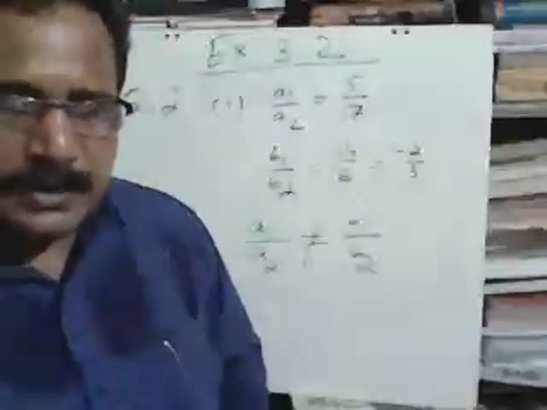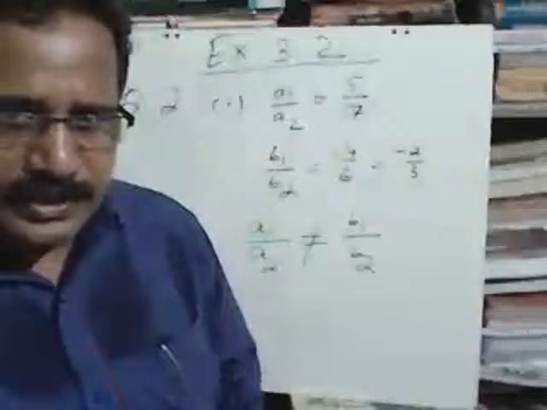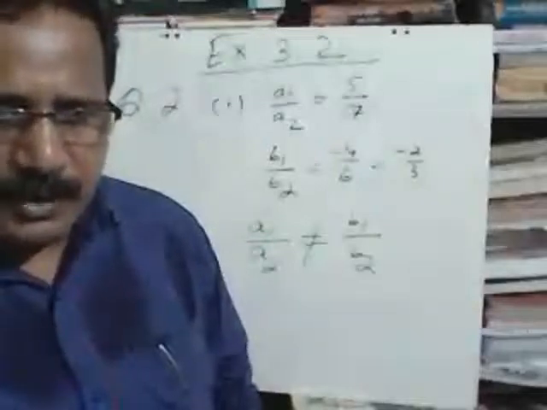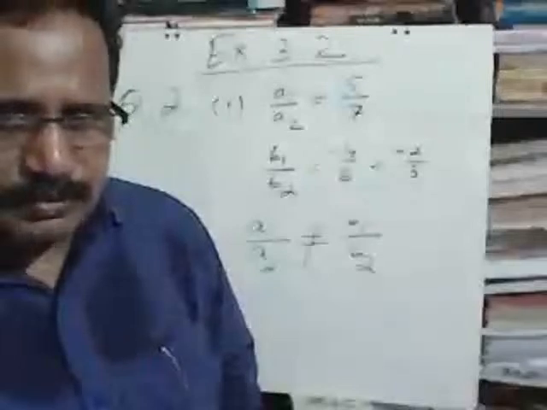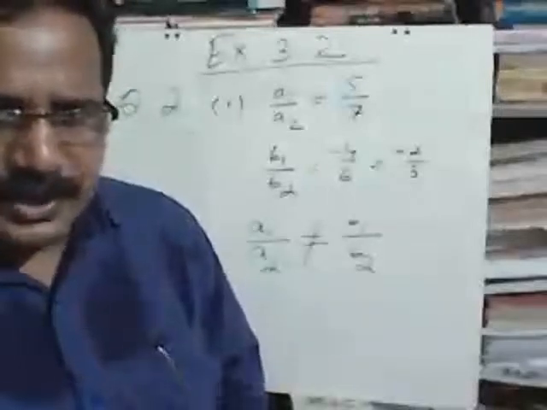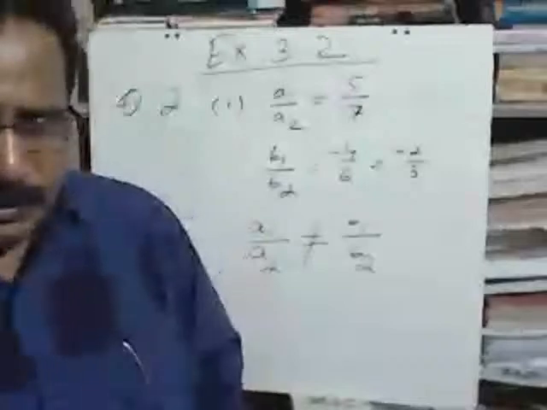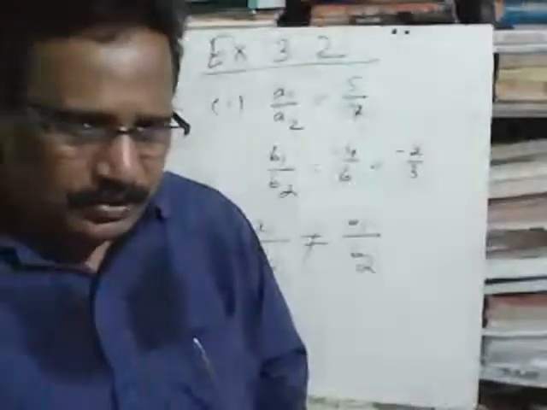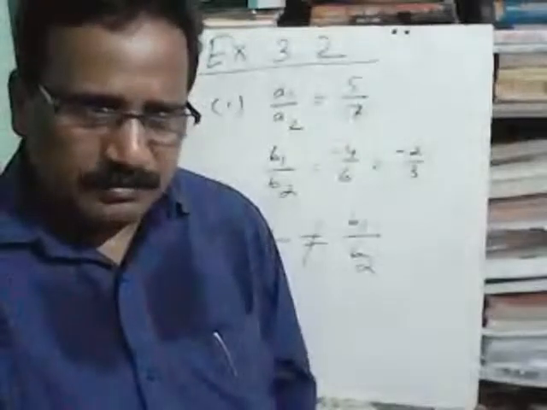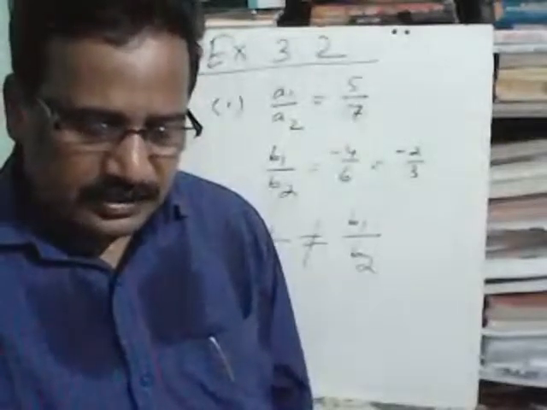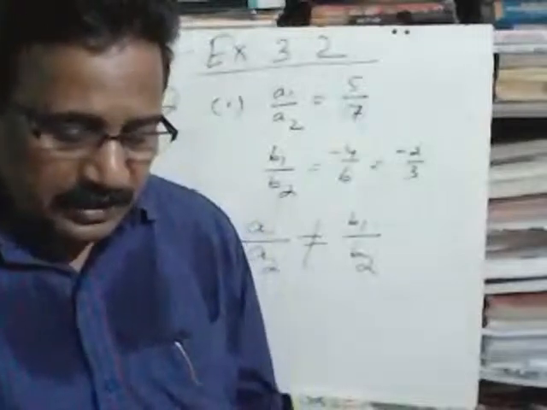If A1 by A2 is not equal to B1 by B2, then you say it is consistent. If A1 by A2 equals B1 by B2 equals C1 by C2, then it is also consistent. If A1 by A2 equals B1 by B2 is not equal to C1 by C2, then you will say the system is inconsistent. This is your instruction for question number 3.